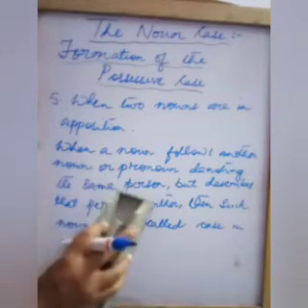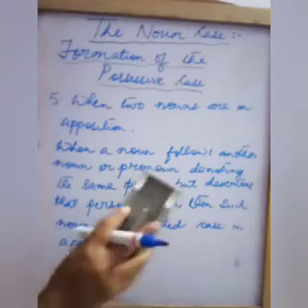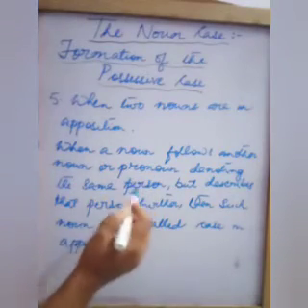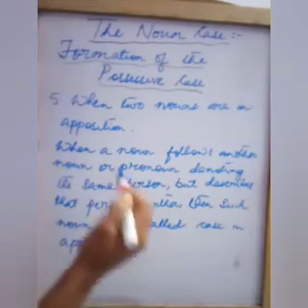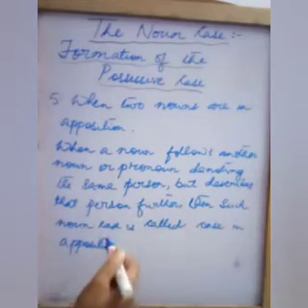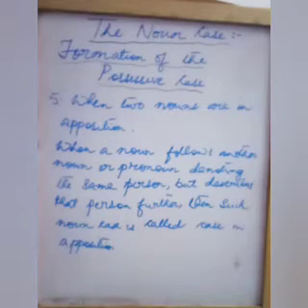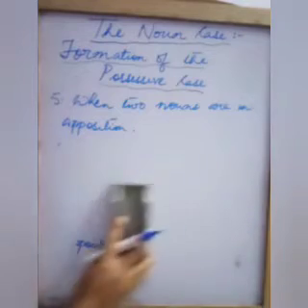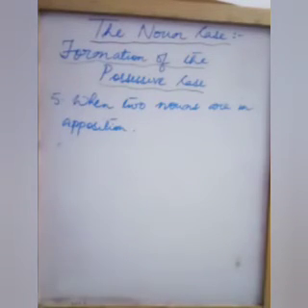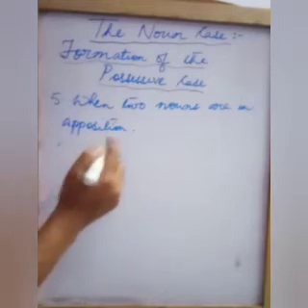So let's read once again. When a noun follows another noun or pronoun denoting the same person but describes that particular person further, then such noun case is called case in apposition. Say, so let me write this, complete this.